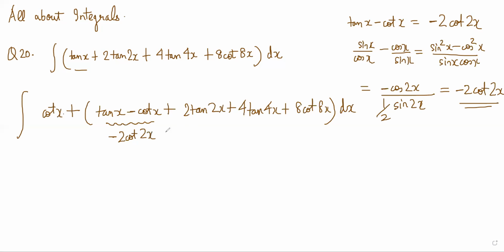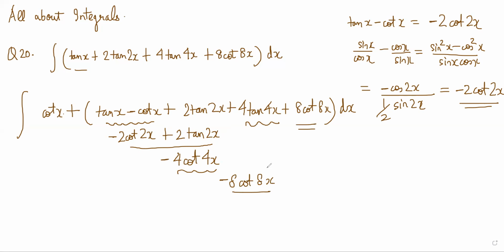So this becomes minus 2 cot 2x. Now minus 2 cot 2x plus 2 tan 2x, these two together, is 2 times tan 2x minus cot 2x, which will be minus 2 cot 4x times 2. So it has become minus 4 cot 4x. And this together with the next term will become minus 8 cot 8x. Again, repeatedly applying this, minus 8 cot 8x will cancel out the plus 8 cot 8x. And so your integral boils down to simply the integral of cot x dx, right? And the answer for that is ln mod sin x.